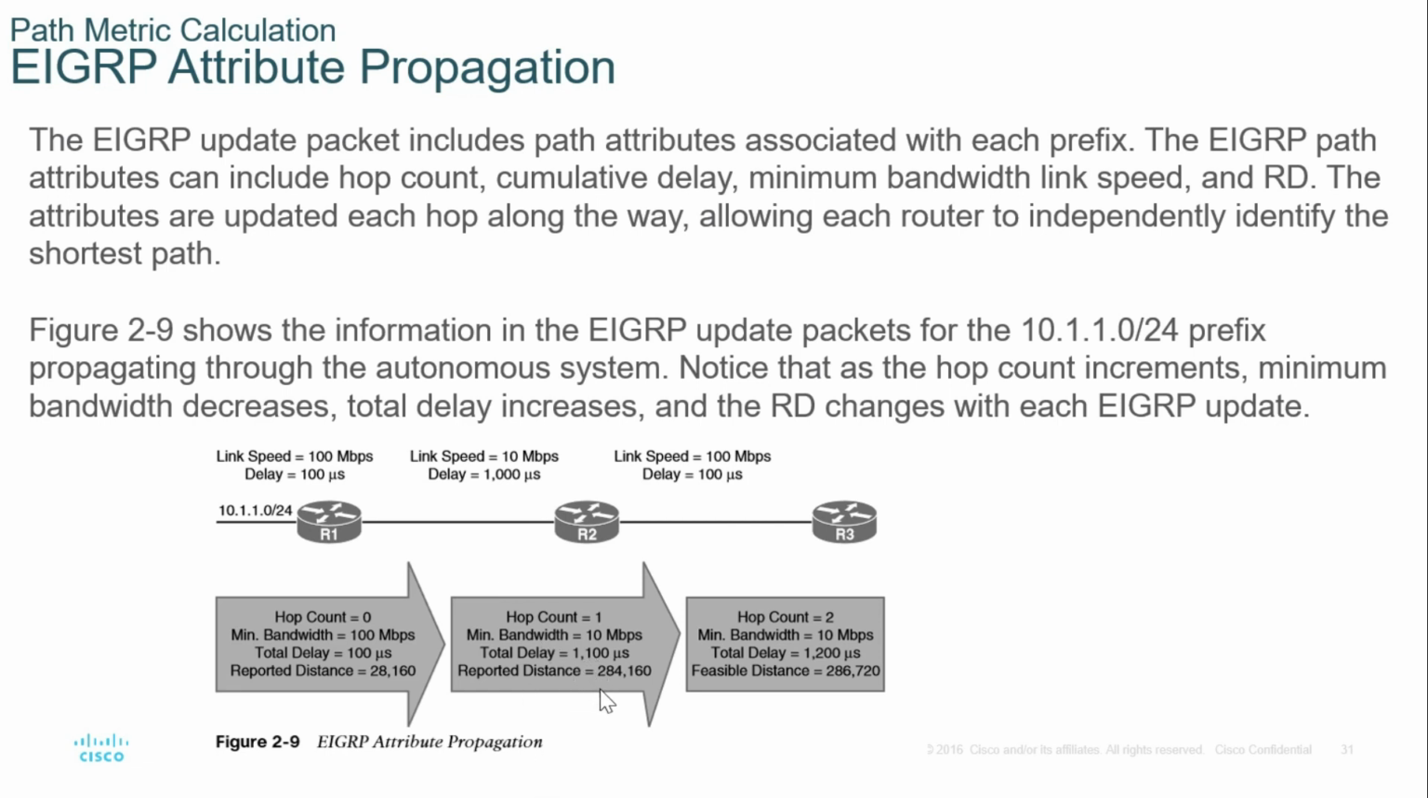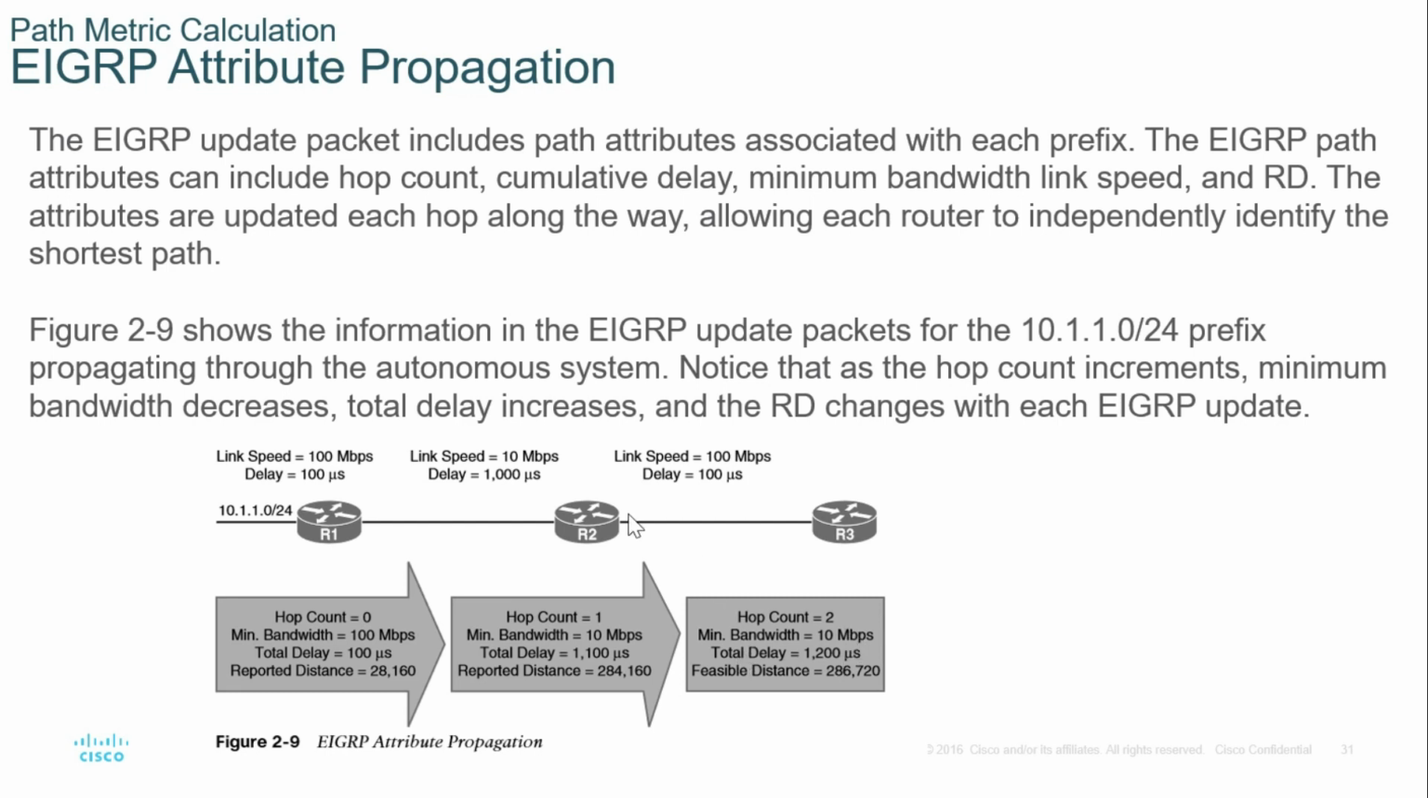And the reported distance now will be up to here. The distance here is added to the distance between R1 and R2. Okay, so this value will be reported from R2 to R3. Okay, and then R3 will take this into consideration here as well. Okay, so between R1 to R2 to R3, the hop count will be 2.